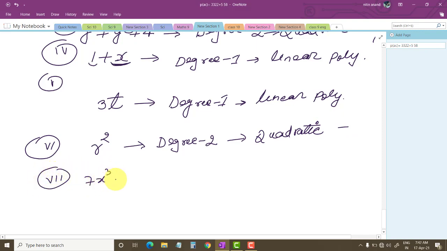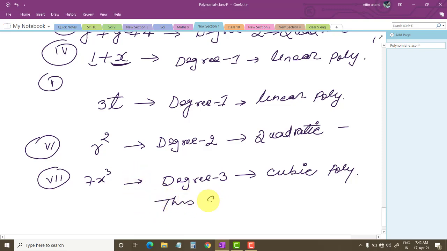And the next question, question number 7, is 7x cube. See, its power is 3, so the degree is 3. So this is a cubic polynomial. Which type of polynomial is this? Cubic polynomial. Now with this type we have completed this exercise.